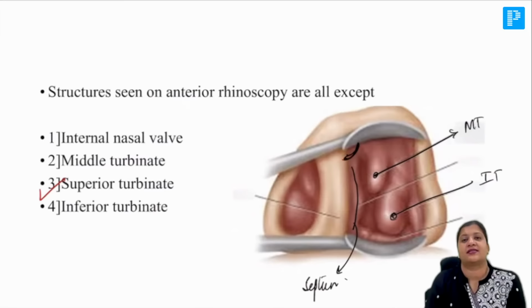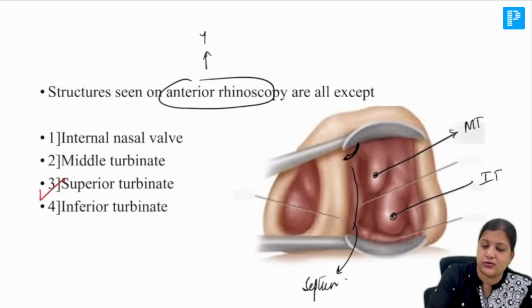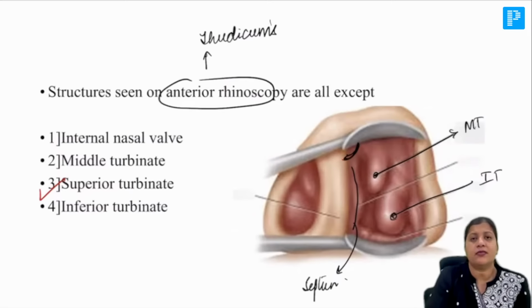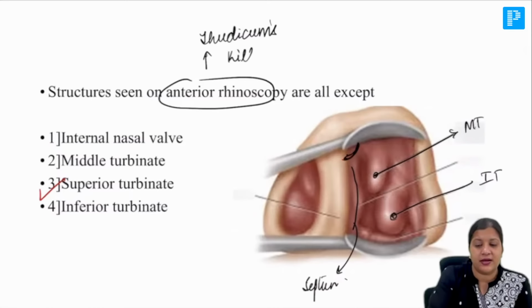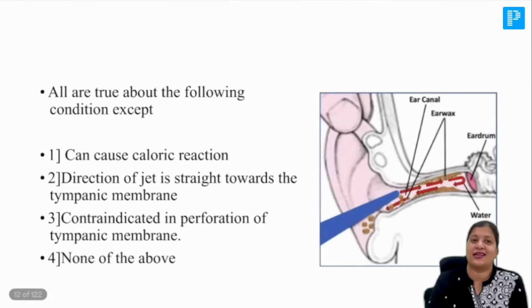Correct? Yes. So these are the structures which we see on anterior rhinoscopy, and the instrument that is used to do this is called Thudicum's nasal speculum. Sometimes we can use another speculum called Killian's nasal speculum, but the one we commonly use is Thudicum's nasal speculum. So I hope this is done. Now let's go to the next question.